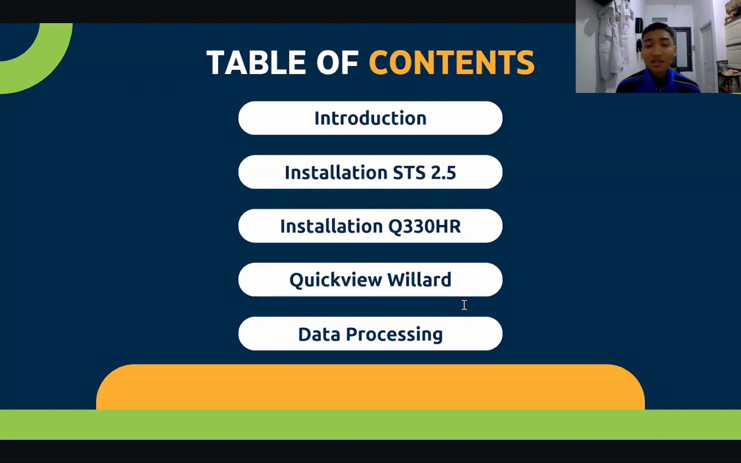To facilitate understanding, we have divided this presentation into 5 main sections. First, we will begin with an introduction to the tools. Second, we will discuss the quick few-wheeler feature. Third, we will provide technical guidance on installing the STS 2.5. Fourth, we will discuss the data processing process. And finally, we will conclude with guidance on installing the Q330HR.